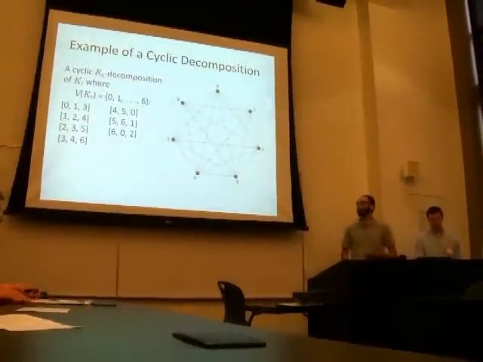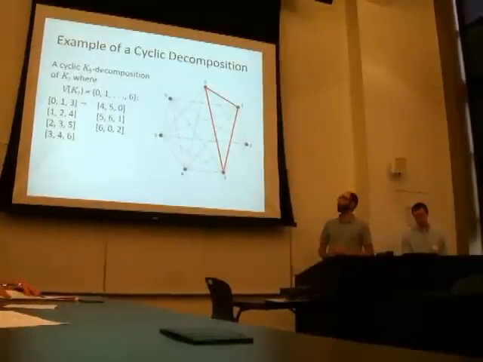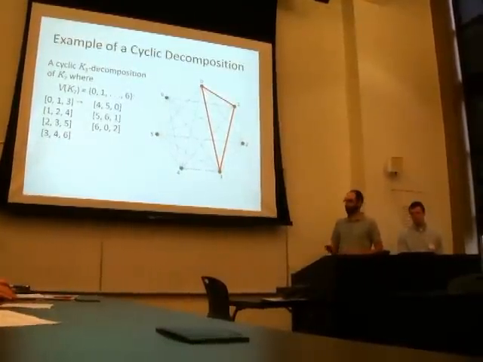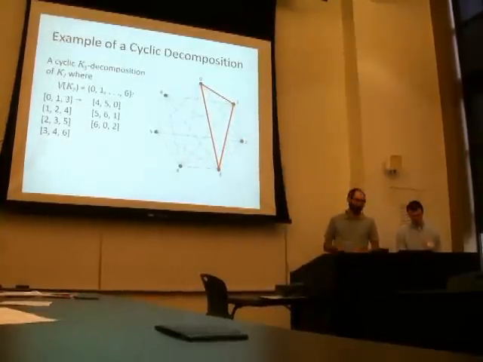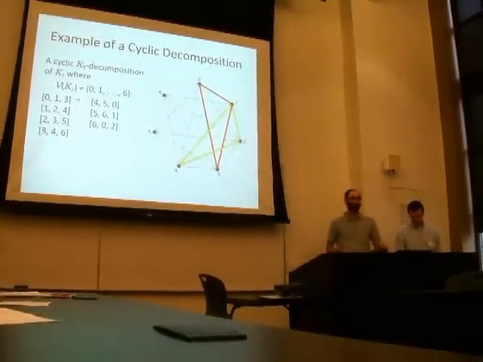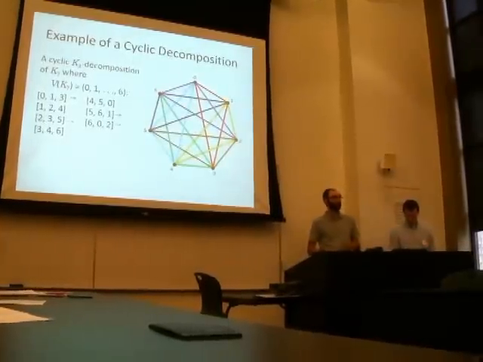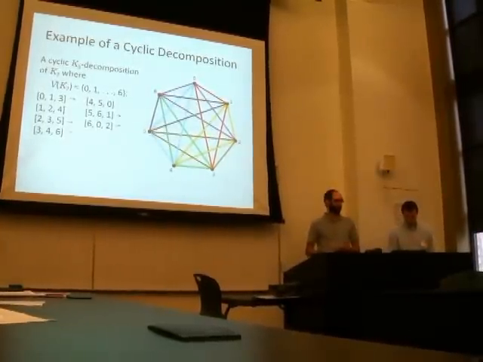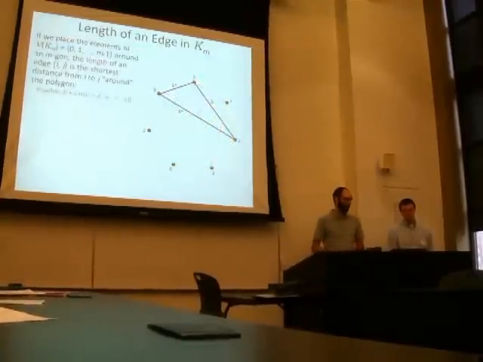So here's an example of a cyclic decomposition. We're going to have a cyclic K3 decomposition of K7. If you notice, we're going to start with a K3 here, from 0 to 1 to 3. Now if we click that around one time, we'll have another K3, this yellow one. And if we continue clicking that all the way around, you notice we have all of the edges of a K7. So that makes it a cyclic K3 decomposition of K7.